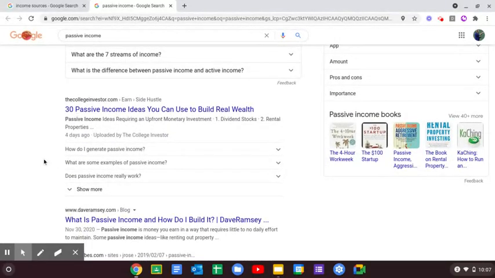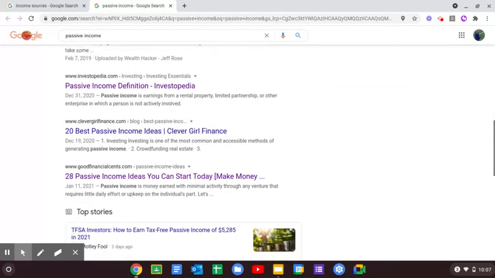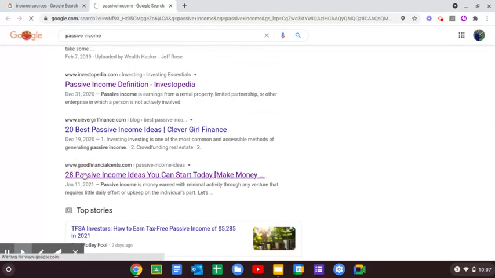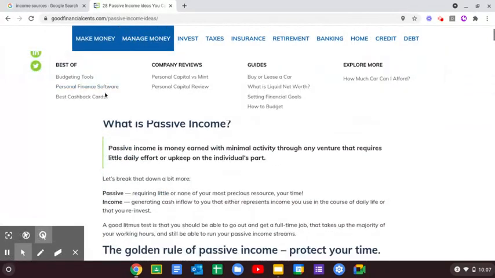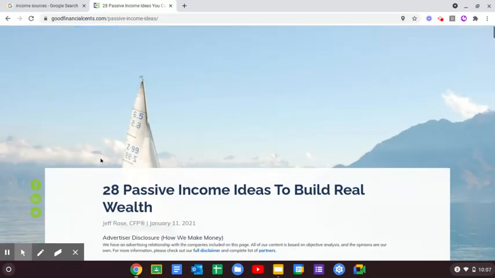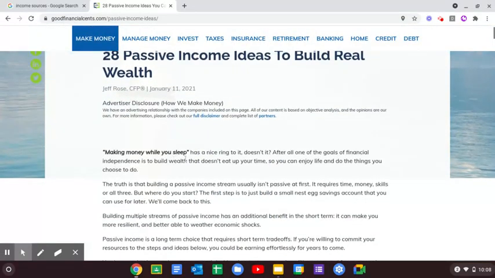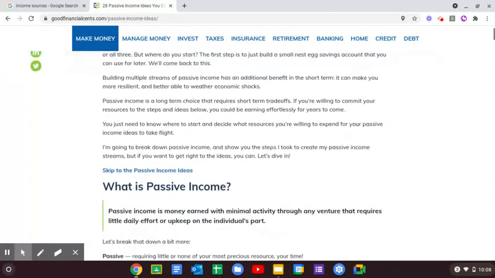So staying on the same page, our search for passive income, there's a lot of them. I did look at this article. On our article here, this is the Good Financial Sense website. Making money while you sleep has a nice ring to it. After all, one of the goals of financial independence is to build wealth that doesn't eat up your time so you can enjoy life and do the things you choose to. So I'm making money, but it doesn't cost any of my time. That's the big thing we're looking for.